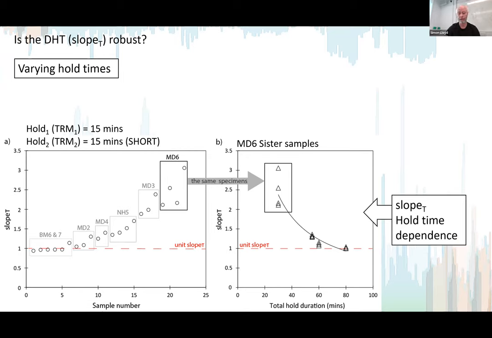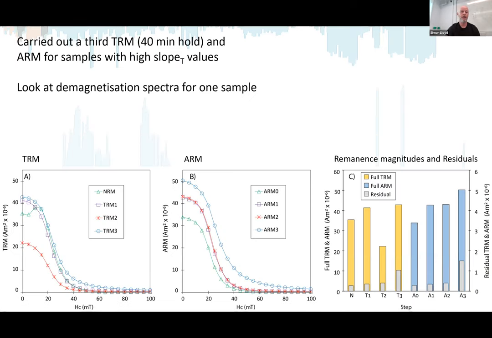We then looked at these samples in a bit more detail by carrying out a third TRM for 40 minutes and an additional ARM as well. So here we're just looking at one sample. The demagnetization spectra for TRM and ARM are plotted. And then on the third panel, we've got their remanence magnitudes and their residuals. And if we just look at that third panel, we can see that the ARMs, which are in blue, behave fairly normally. There's a little bit of alteration to the magnitude of those.